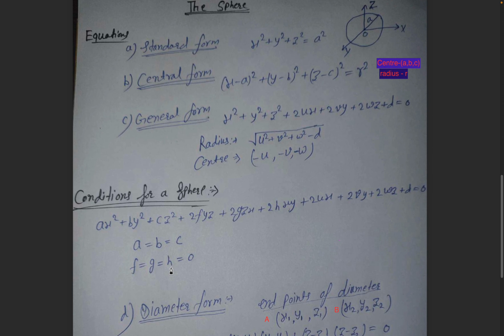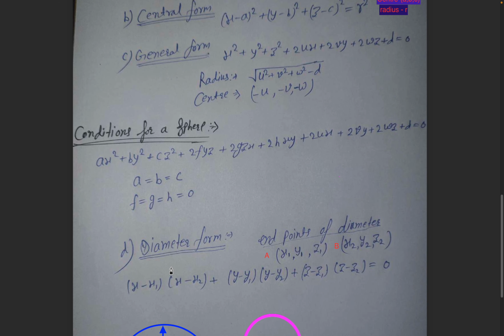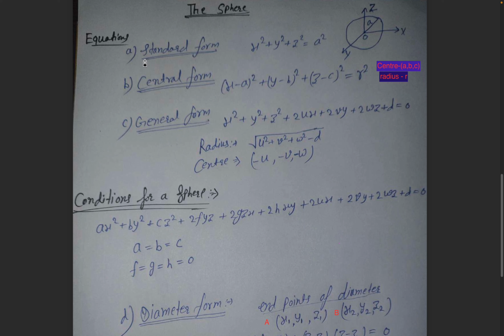And there are four standard forms of writing the equation of a sphere. The first standard form is x square plus y square plus z square is equal to a square. Here the origin is the center of the sphere and the radius is a. Then this is the standard form, and in the central form, if the center is (a, b, c) and the radius is r, then this is the equation of the sphere.